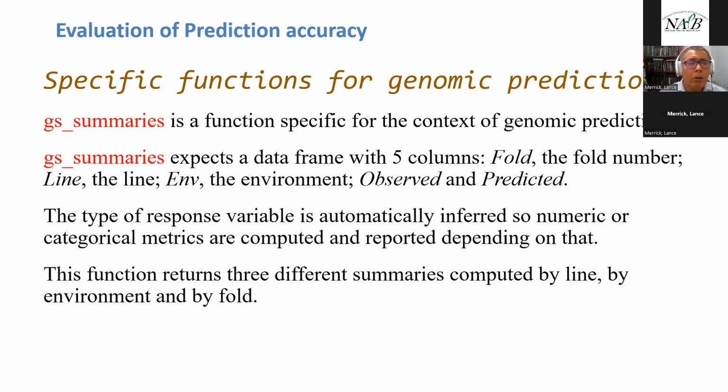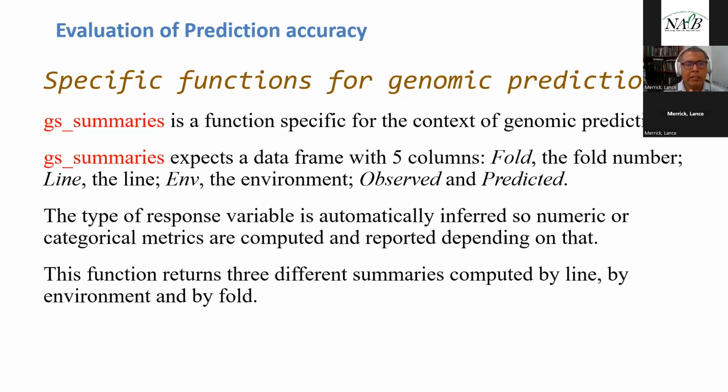Also, for the context of genomic prediction, we can use the GS summaries. This is a specific function for genomic prediction that expects a data frame with 5 columns. The first column can be the fold number. The second column can be line, the genotype. The third column can be the environment, and then observed and predicted.